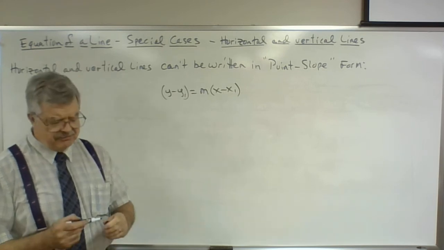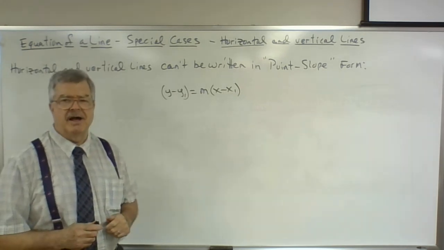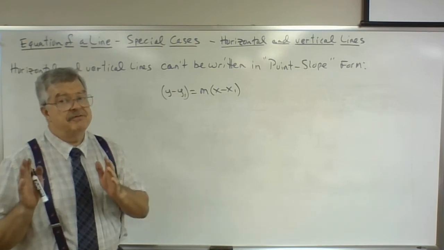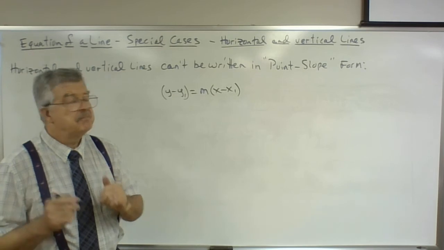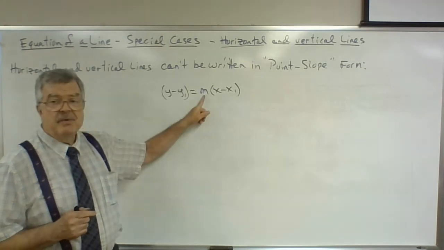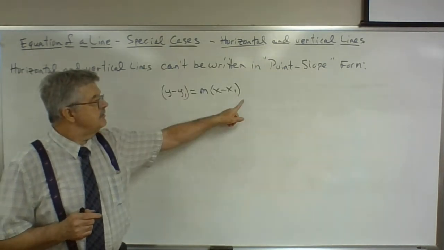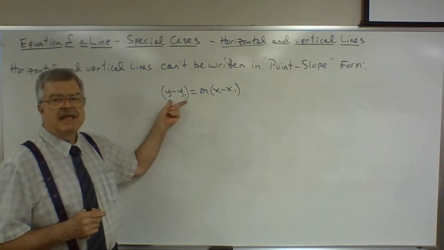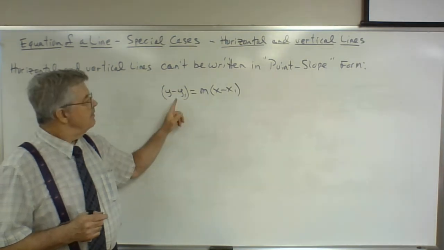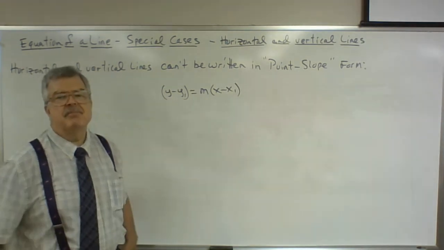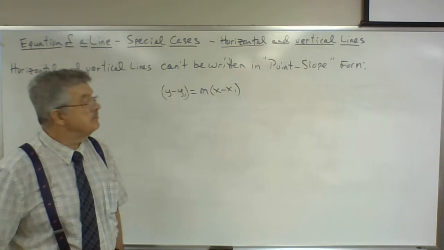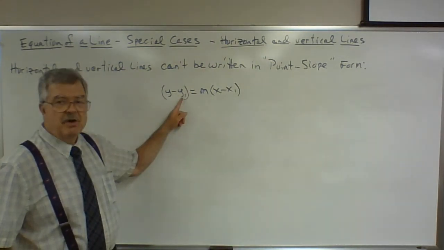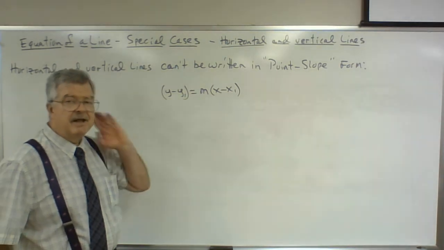And we run into a similar dilemma with horizontal lines. Remember, with a horizontal line, the slope is defined. The slope is 0. So we plug 0 in for m, and this side of the equation is 0, which essentially means that y equals y1. In other words, the y-coordinate of every point on a horizontal line is the same as the y-coordinate of this known point on the horizontal line.